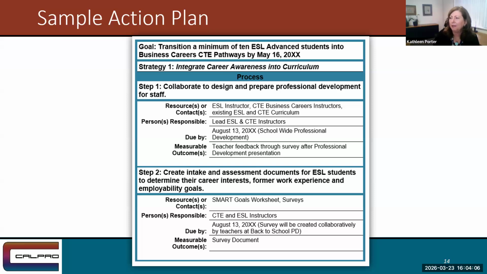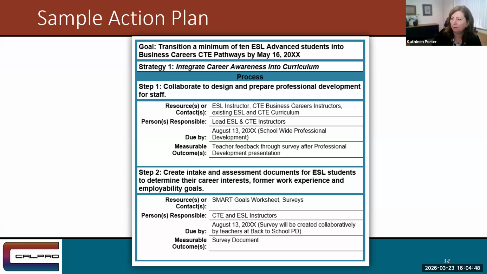Yeah, and I think we're missing some steps here. We just have 2 steps, the 2 things that you're going to do in August, that may not really drive the results. So think about what things you're going to implement that actually will. Maybe the intake and assessment documents will help you identify students that have an interest in going into the business careers pathway.